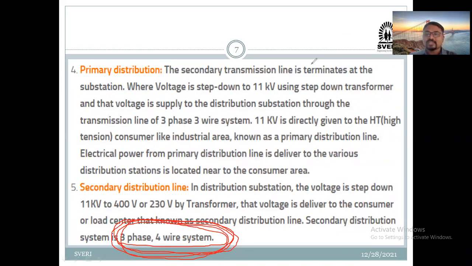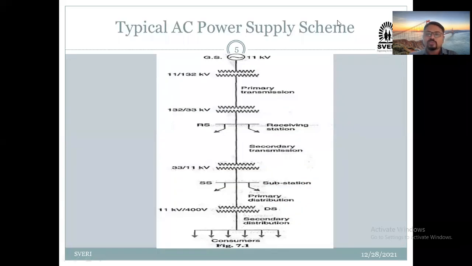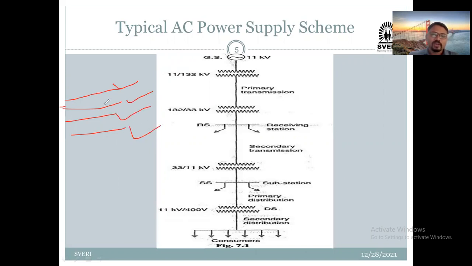That is what I told you yesterday. If you look near your house, did anyone look yesterday, how many wires you are seeing there, or how many phases you are seeing there? 1, 2, 3, and this is the 4th. A 3-phase 4-wire system. How many wires are there? 1, 2, 3, and this is the neutral, the 4th wire. These are the 3 phases, that is nothing but R, Y, B. So this secondary distribution is carried out with the help of the 3-phase 4-wire system.